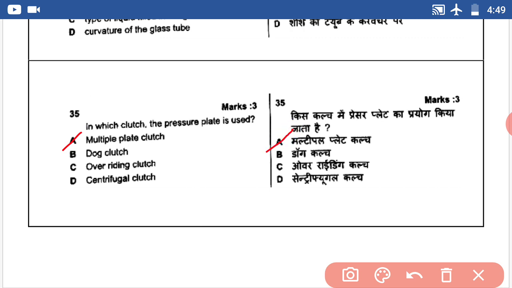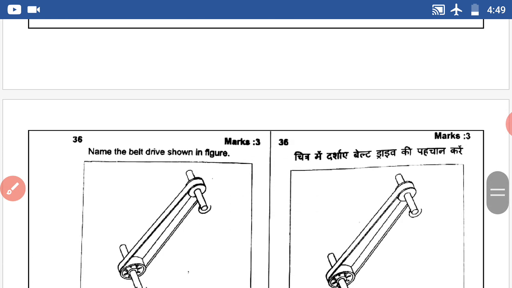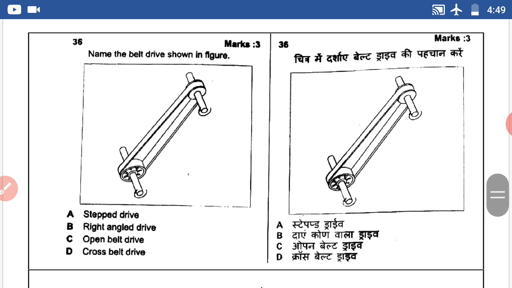Question number 36. Name the belt drive shown in the figure. This drive is an open belt drive. Answer C.